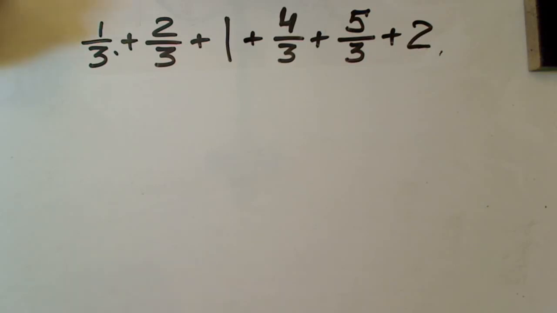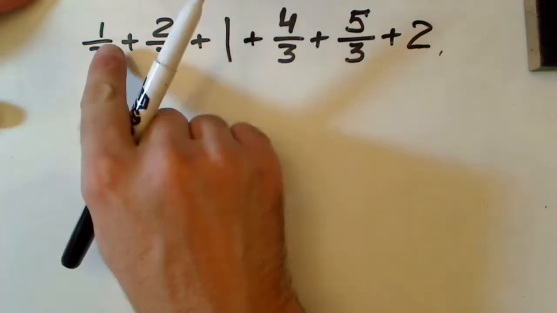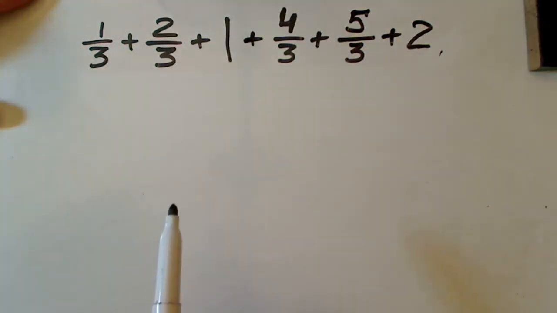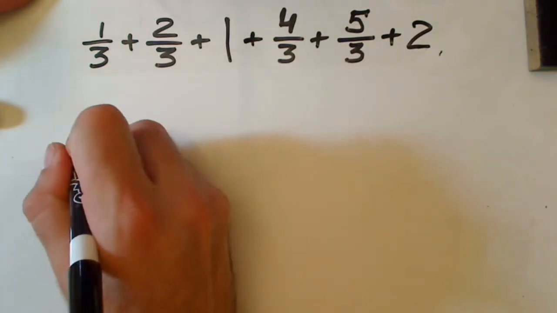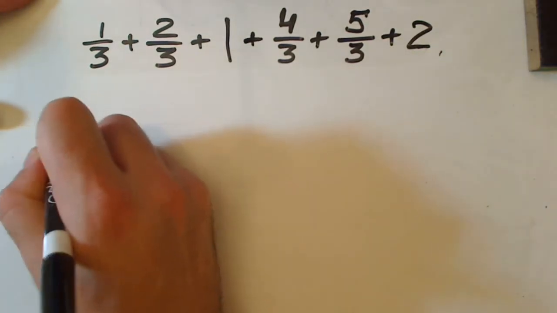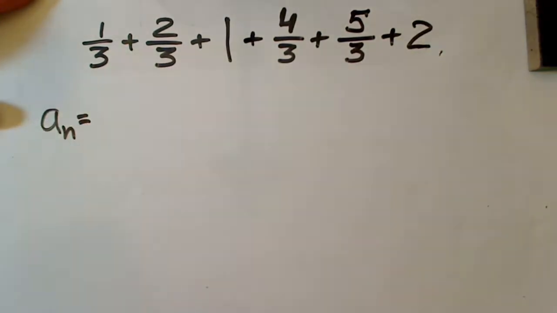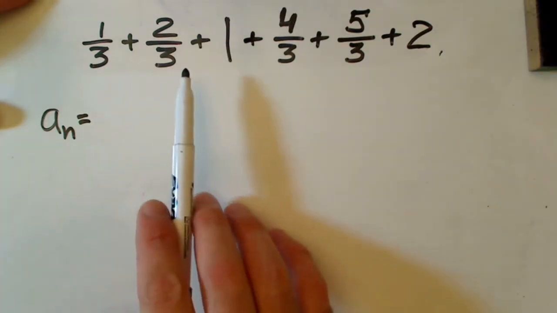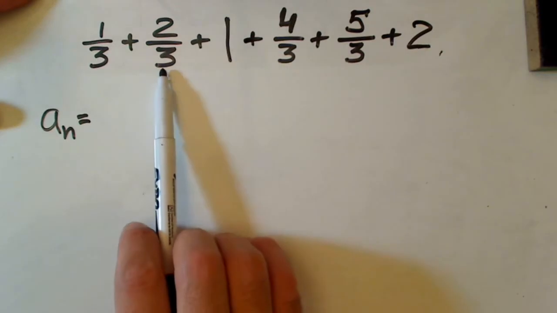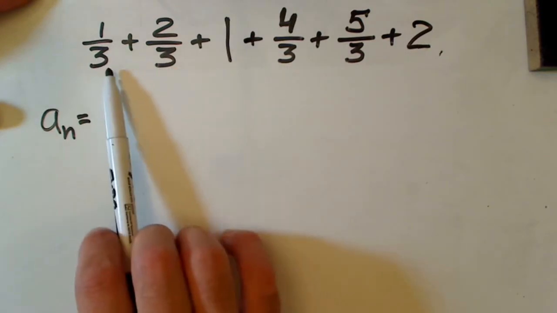Hello, in this video we're going to take a look at how to represent a sum in sigma notation. First of all, we have to find the general term for our sum. To be able to find a general term, we have to know what kind of series this is. As you can see, this is an arithmetic series because we have a common difference between the terms, 1/3.